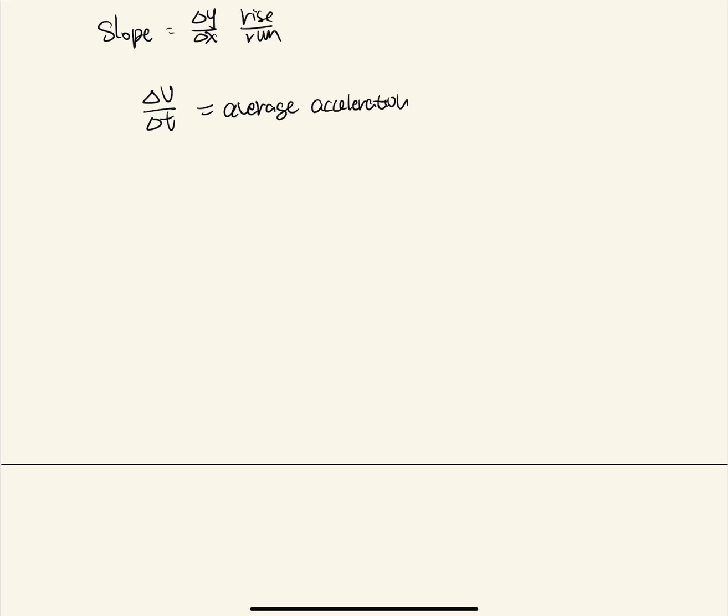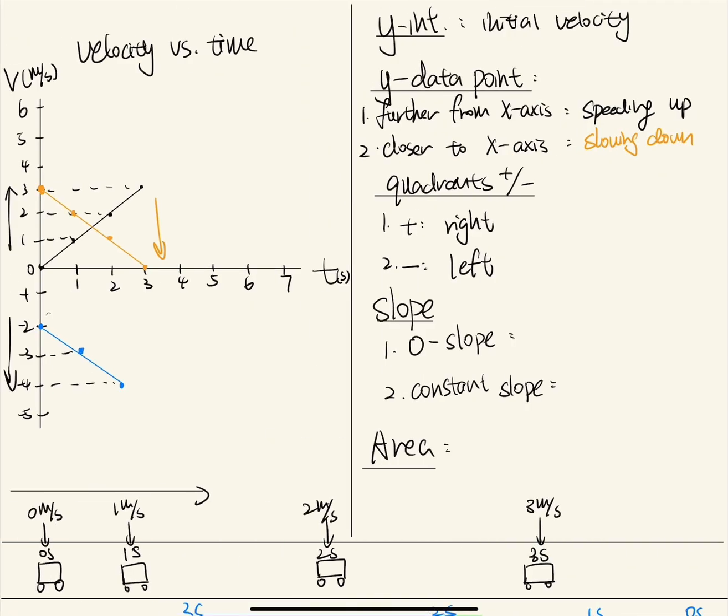So what can we conclude about that? The slope of the vt graph is acceleration. This is important. As a result, zero slope would mean zero acceleration, and a constant slope would mean constant acceleration.